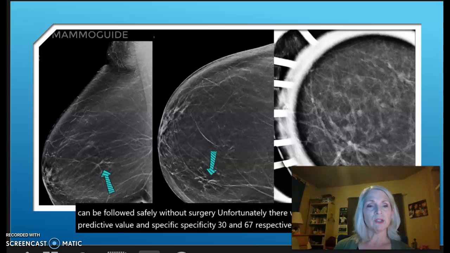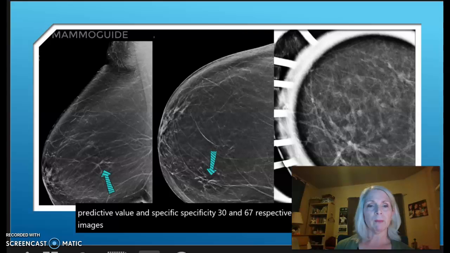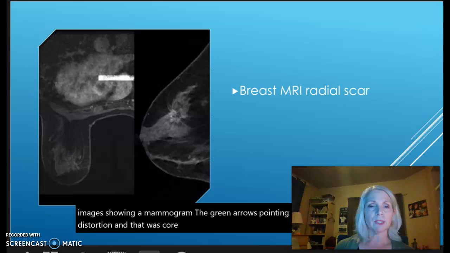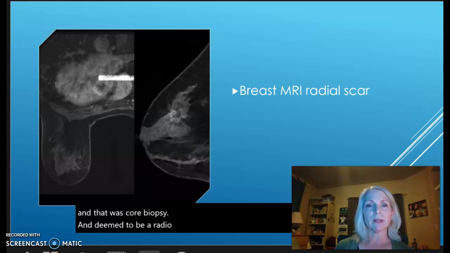Here we have 2 images showing a mammogram with the green arrows pointing at the architectural distortion, and that was core biopsied and deemed to be a radial scar. Here is a breast MRI showing a radial scar.